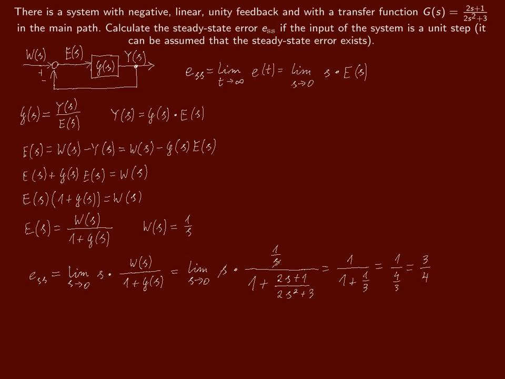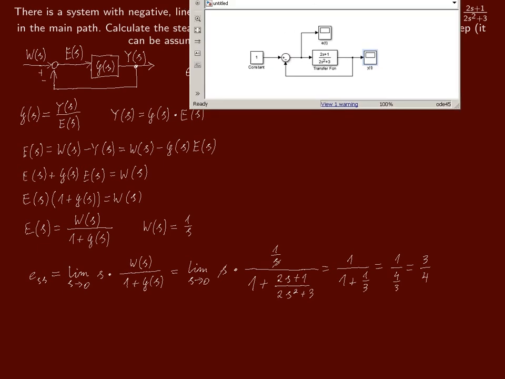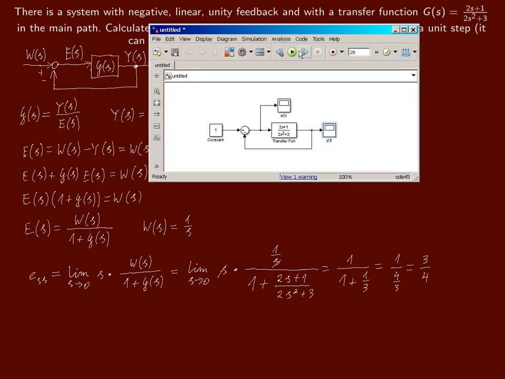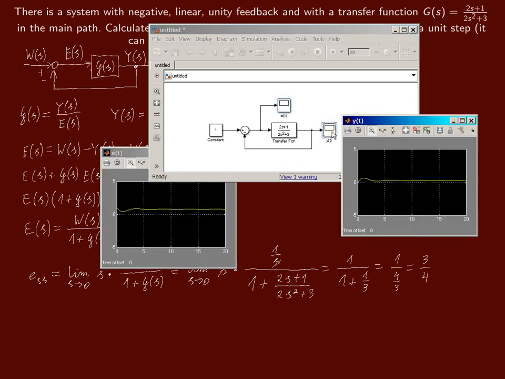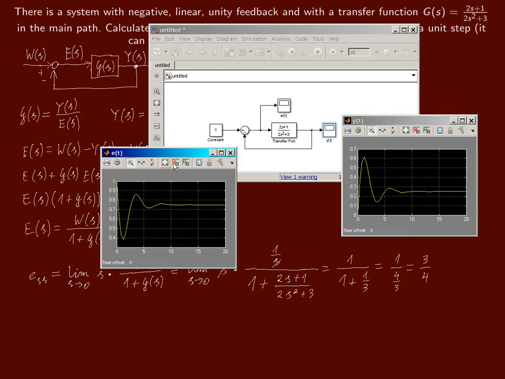And this is the steady-state error. That is, the difference between the set signal and the output signal will be equal to 3/4. If we simulate such a system, we will also see that this is exactly what happens. We therefore see that the actual steady-state value of the error signal is 3/4.